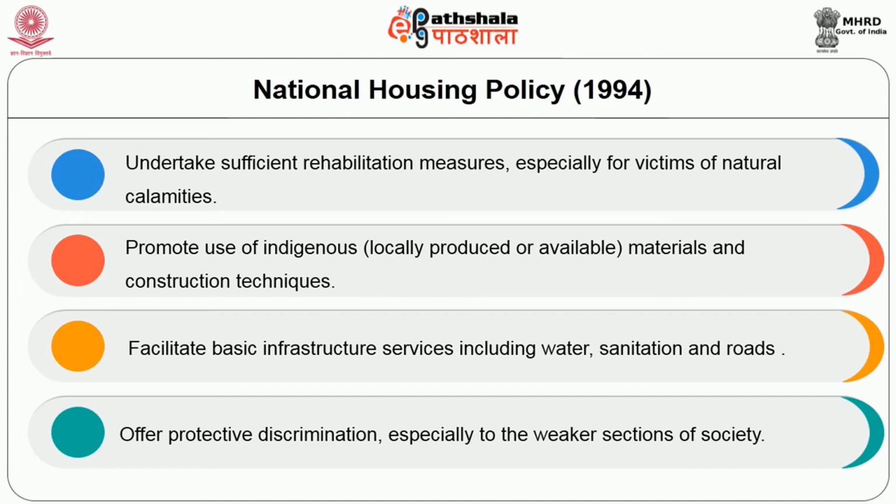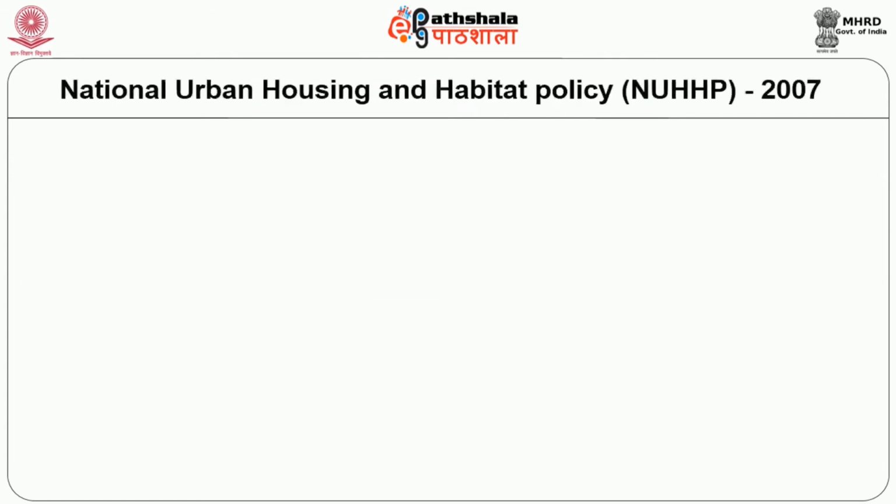The third one is the National Urban Housing and Habitat Policy 2007. The first policy specific to urban housing was the NUHHP, National Urban Housing and Habitat Policy in 2007, which was formulated by the Ministry of Housing and Urban Poverty Alleviation, and it is called as MOHUPA, which was established in 2007. The key objectives of the policy focused on affordable housing for sustainable urban development. In accordance with the policy framework, many programs specific to affordable housing have since been incorporated.